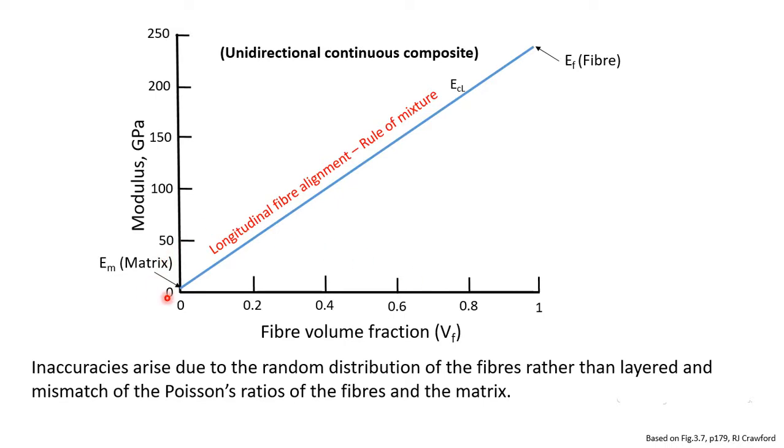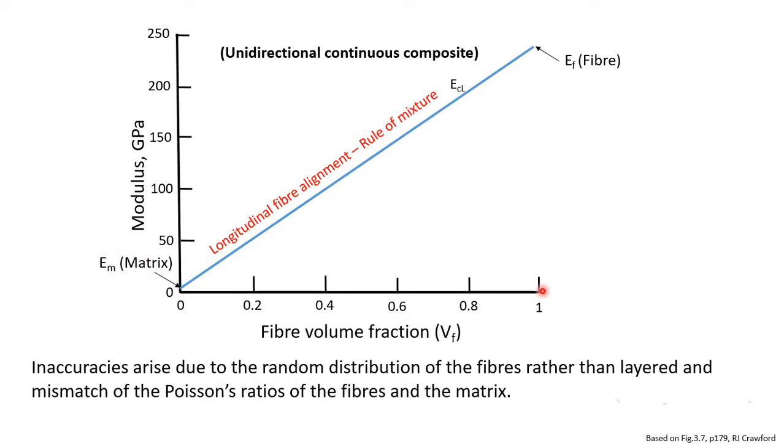So here is the modulus of the composite as a function of fiber volume fraction. Modulus is in gigapascal, and this is the volume fraction. For longitudinal fiber alignment, we have seen the rule of mixture, which is basically a linear relation. Starting with zero fiber volume fraction, we can say the modulus is the same as the modulus of the matrix here.